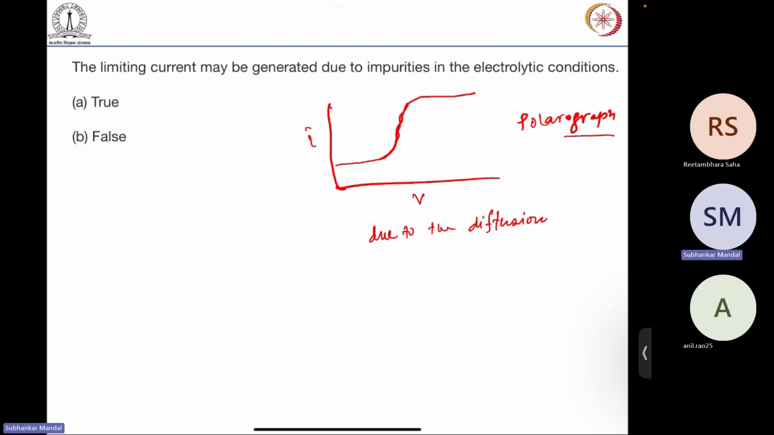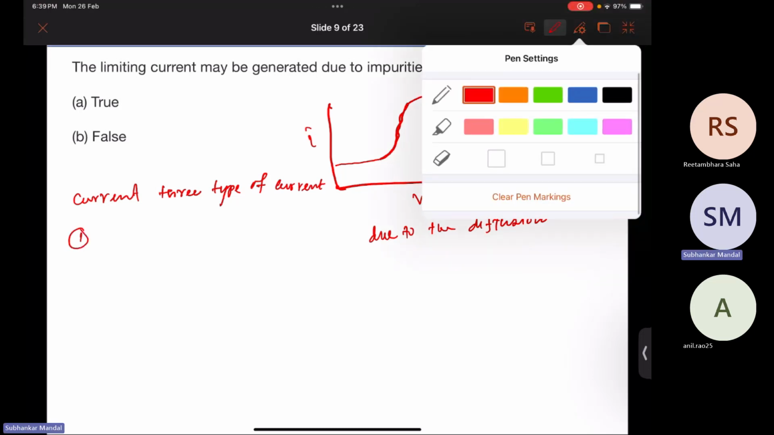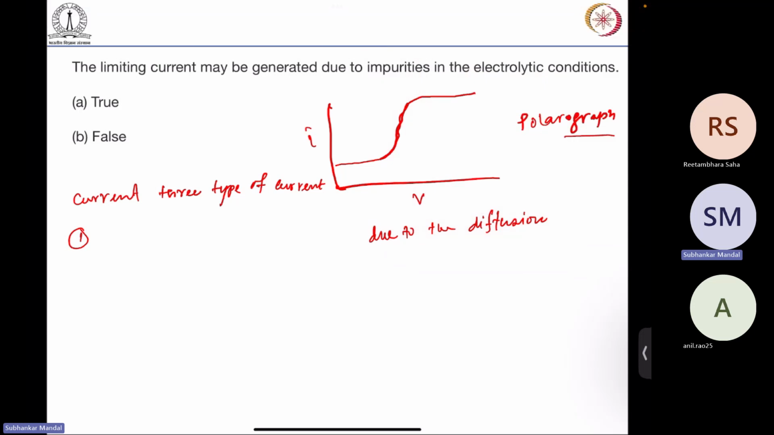Which kind of current value is there? In an electrochemical system, there are 3 types of current. What are the 3 types of current? One is migration current.